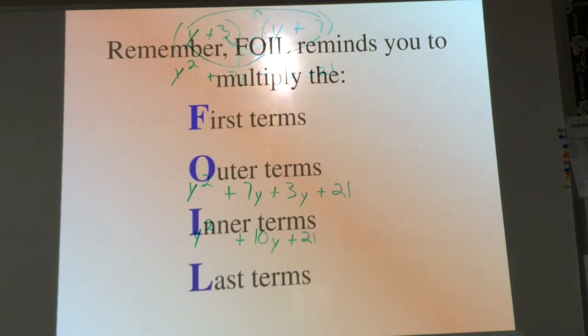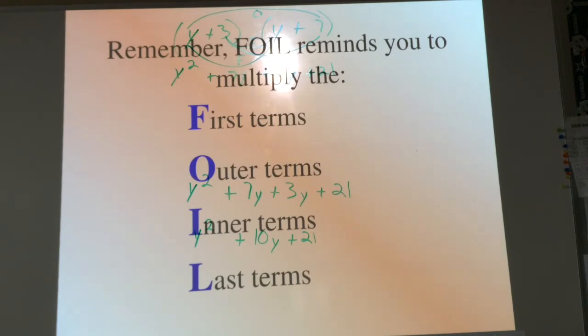Multiply the first term by the outer term, then the inner term, then the last term, and then combine them. I will tell you that more times than not, you're going to end up with a trinomial: something squared plus something with a variable plus a number that has none of those.